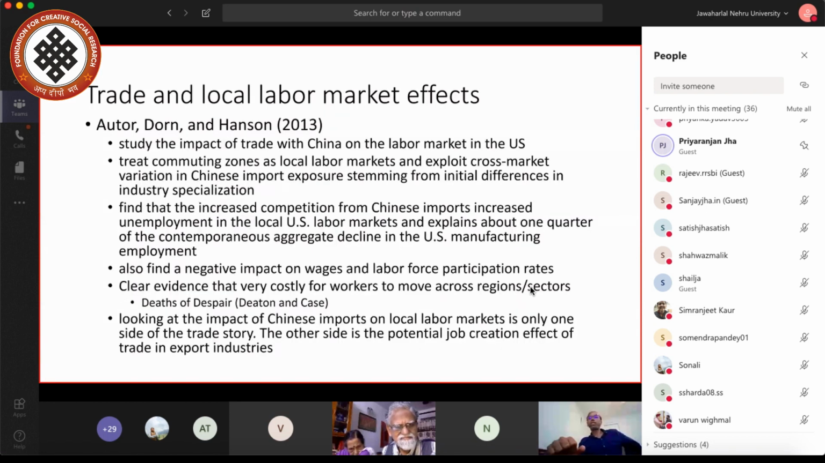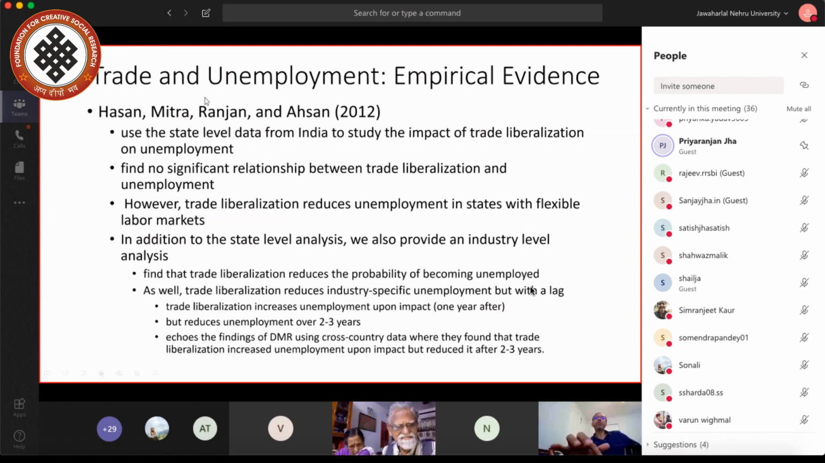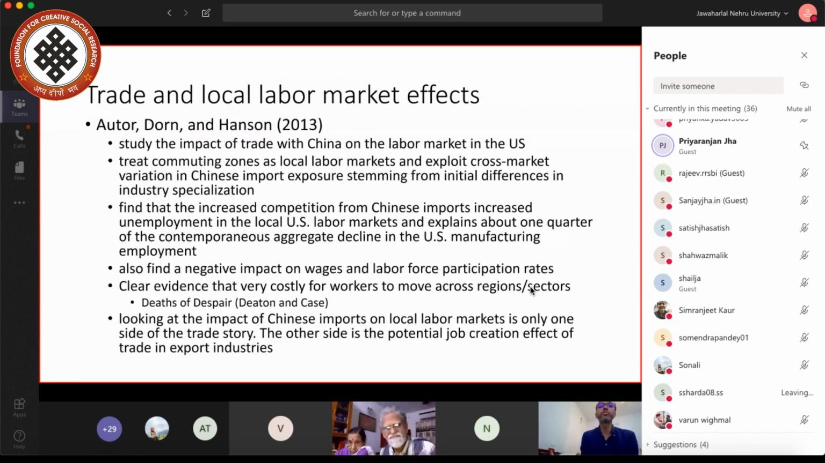Okay, last couple of slides, and then I'll open up to discussions. So, trade and local labor market effects. This paper can also be thought of as local labor market, because in this exercise we are treating each state as a separate labor market. To that extent it is local, but this paper talks about commuting zones in the US as a local labor market, and studies the impact of trade with China on the labor market in the US.